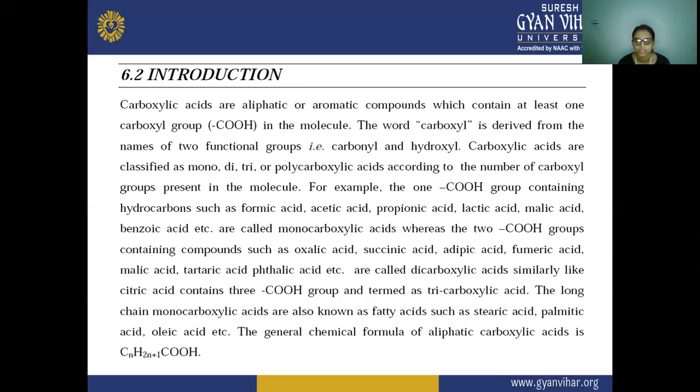Here C is carbon. If n equals 1, then C is 1 and H is 3: CH3. CH3 is the alkyl group that is attached to this carboxylic acid. Its name is acetic acid, which is a monocarboxylic acid containing one C double bond OH group.